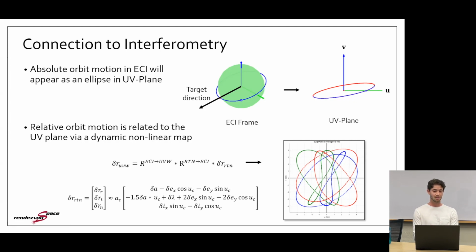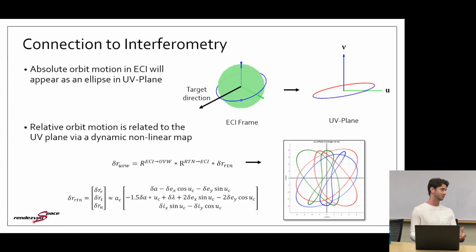The relative orbit motion is much more complicated for the UV plane. This is a time-varying, nonlinear map that depends on the orientation of the absolute orbit, the target orientation, and the relative orbital elements. I've just put the equations up here for small separation, two-body motion, relative orbital elements, and relative Cartesian elements. Having these Cartesian elements, though, we can rotate from a relative frame to an absolute frame, and then from this absolute frame to the UV frame. So it is possible to map relative orbital elements directly to UV space.